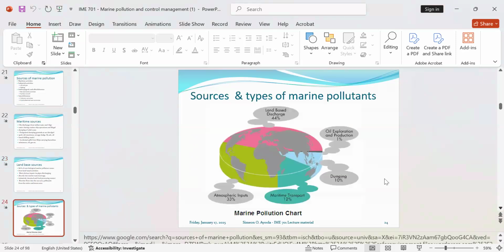Okay, now look at this chart. Look at the source and type of marine pollutants. What is the percentage of oil exploration and production into the marine environment? Yes, 1%. Okay. What about maritime transport? 12%, sir. Okay, land-based discharge? 44%. Okay. Then atmospheric input? 33%, sir. Okay, so that is the percentage of all the discharge into the marine environment.